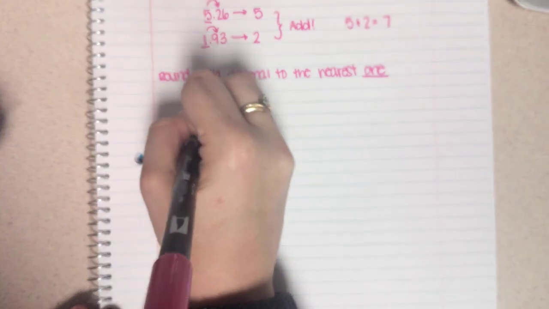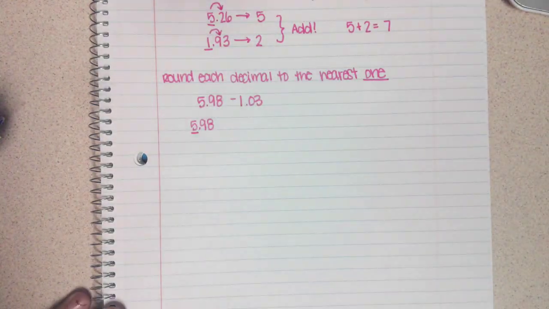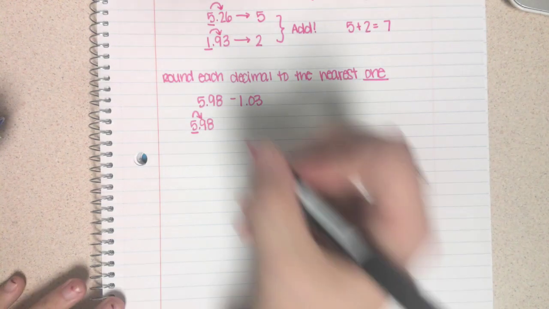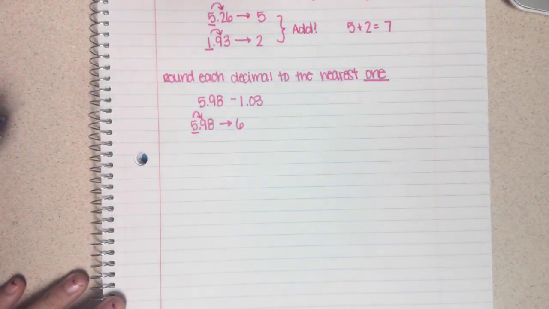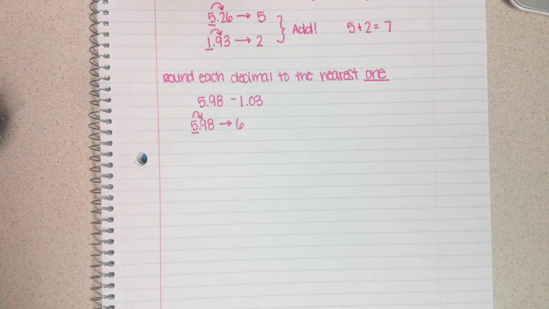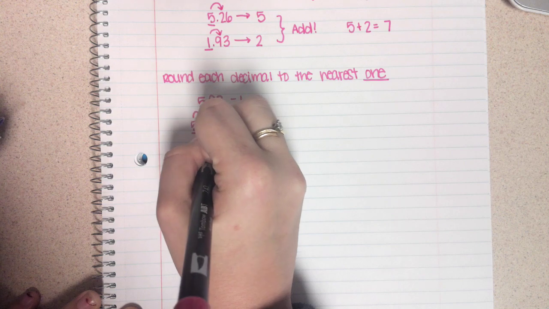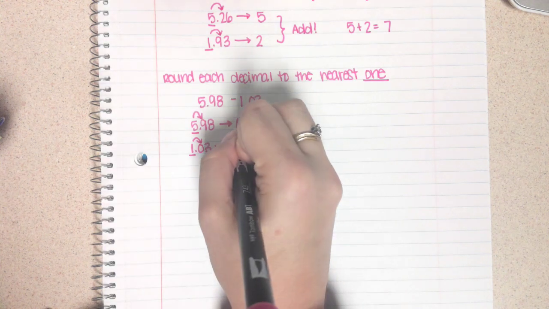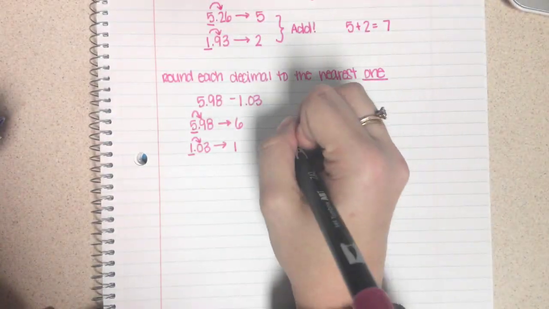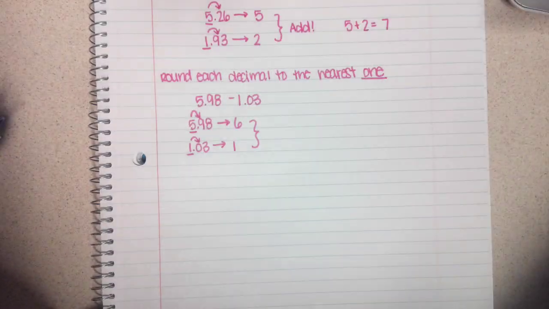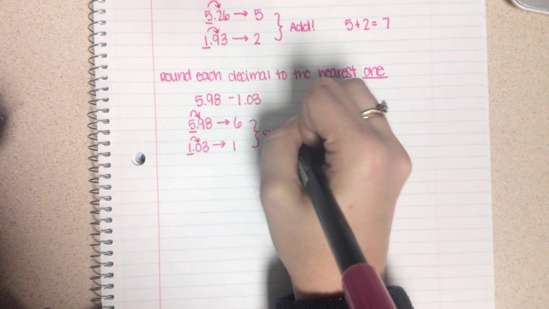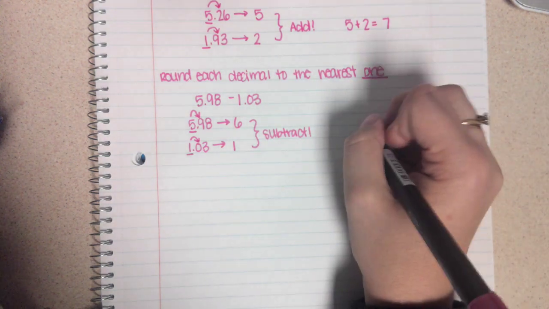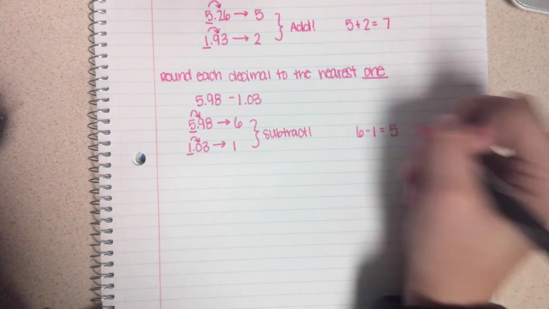Okay, so let's round my 5.98 first. If I'm rounding to the 1, I'm looking at this place right here. The number next to it is a 9, which is bigger than 5, so I'm going to go ahead and round that up to 6. Again, don't need that point anymore. I just got it to a whole number. Okay, my 1.03, I'm going to go ahead and look at that 1, look at the number over. 0 is definitely below the 4, so I'm going to go ahead and keep that as a 1. Now all I have to do is subtract. So I'm going to go ahead and do 6 minus 1, which would give me 5.